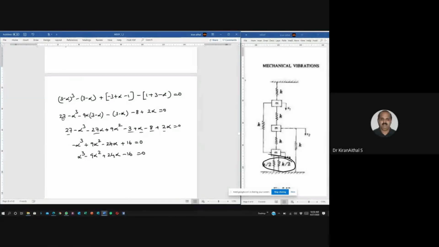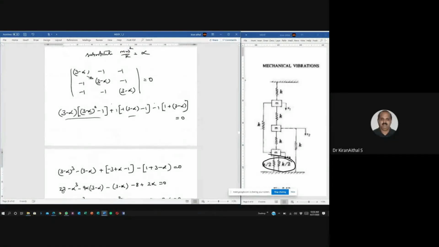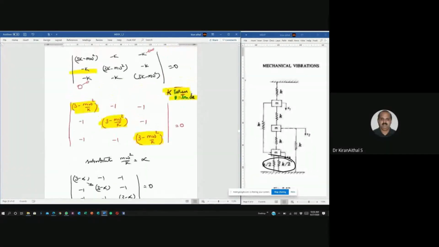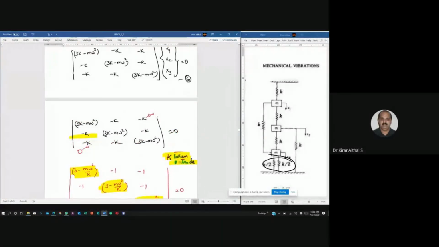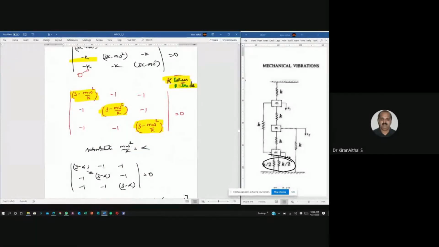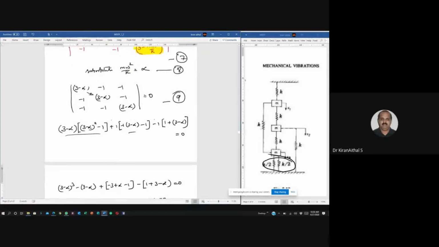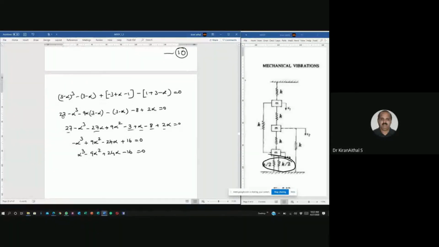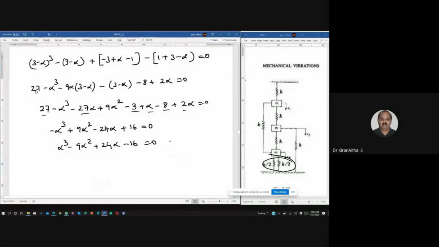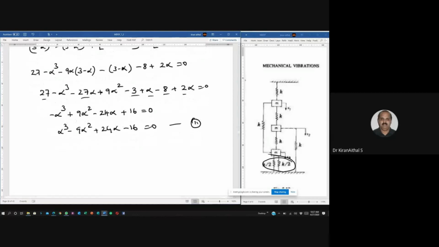So now we have come to equation number 6. I forgot to write the equation numbers here. Equation 6, equation 7, equation 8, equation 9, and this is 10. Okay, lastly this will be your equation 11, right? This is your 11.